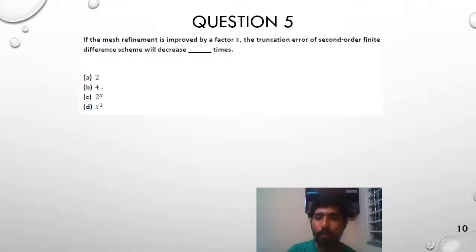You have h square in the second order scheme, so definitely it will improve by, what should be the answer? You have a second order finite difference scheme, the order of accuracy will be h square in that. The leading term of the truncation error will be h square. Now you are doing the mesh refinement by a factor x, that is h dash will be equal to h by x. Why is it 4? Any other answers?